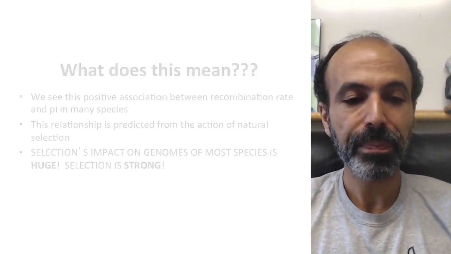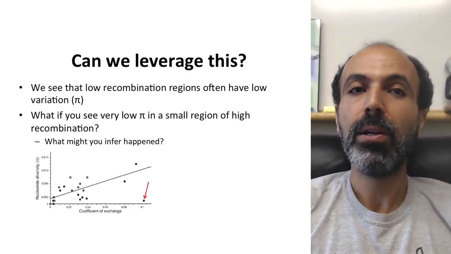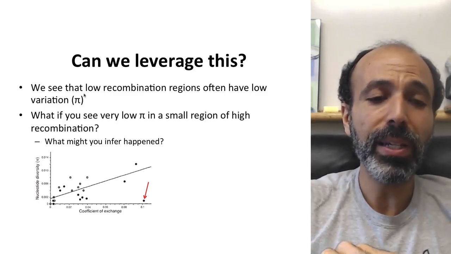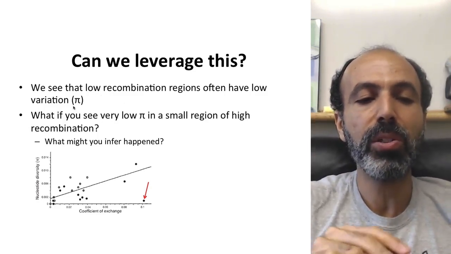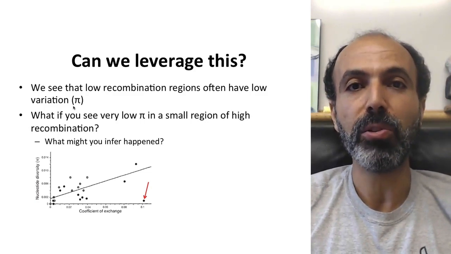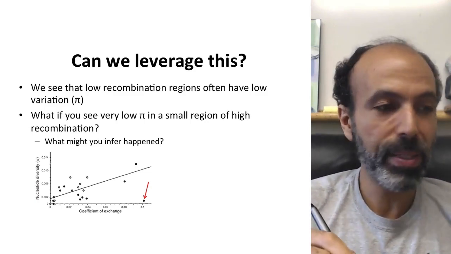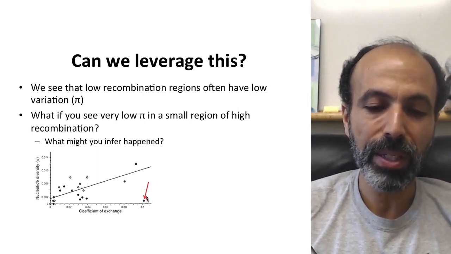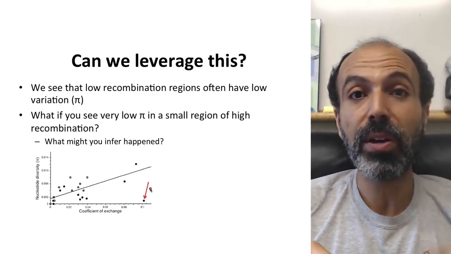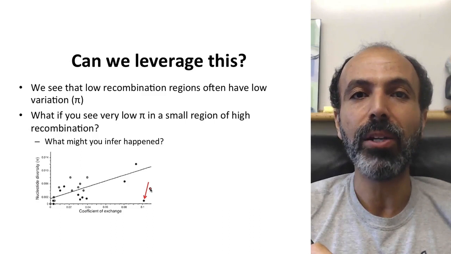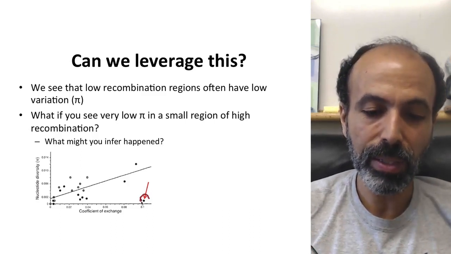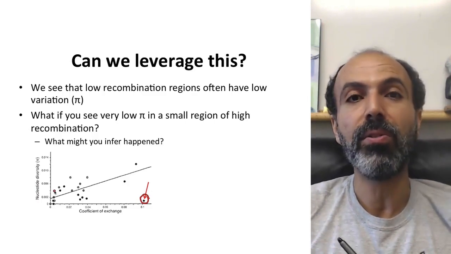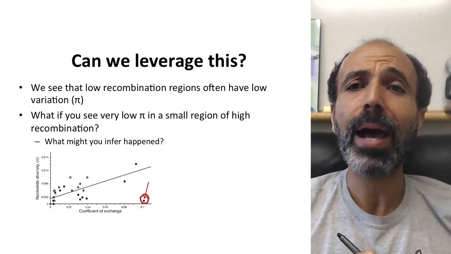Well, let me ask you, can we leverage this? Well, the answer is yes, that we can leverage this in an interesting way. Now, we expect the regions of low recombination to have low variation or low pi. Now, what would happen? This is actually a fictitious data point. I actually just drew it in here. What would happen if you see a very low pi in a very small region of high recombination? What does that actually mean? So let's say you have this region of very high recombination but has very low nucleotide diversity. What might you expect to happen there?